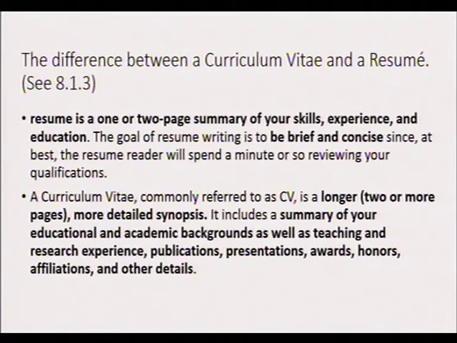While a curriculum vitae, which we call a CV, is a longer document, usually of 2 or more pages, a more detailed synopsis. It includes a summary of your educational, your academic background. In a CV, you can go into details like, I was at whatever university, I did this specific course, it took me 3 or 5 years, these are the modules that I have completed, or a short summary of the main things that you learned within that specific course or program.